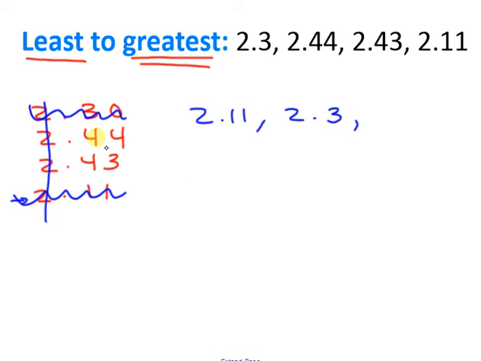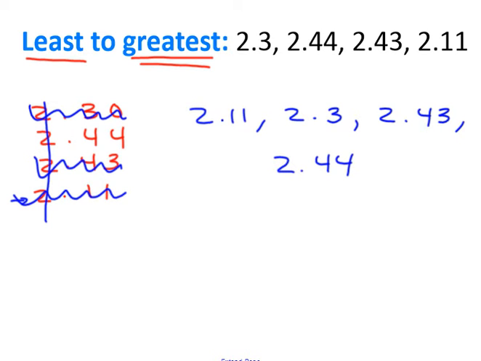Now I have 2 4's, so I go to the next number to determine which is least, and I have a 4 and a 3, and so the 3 is least, so 2.43, and then that leaves me with the last one, which is 2.44.